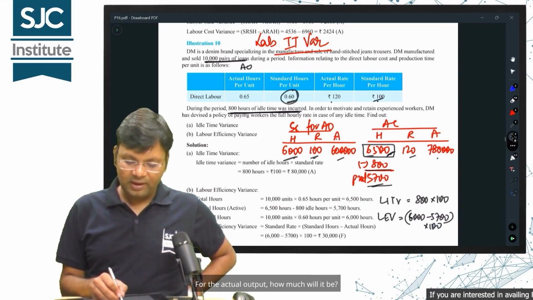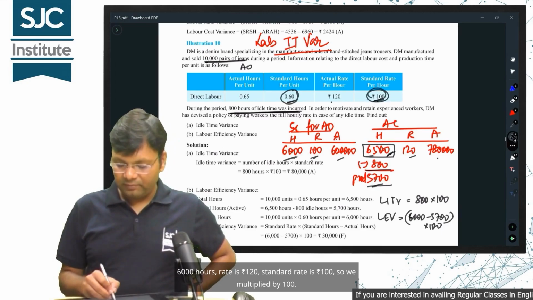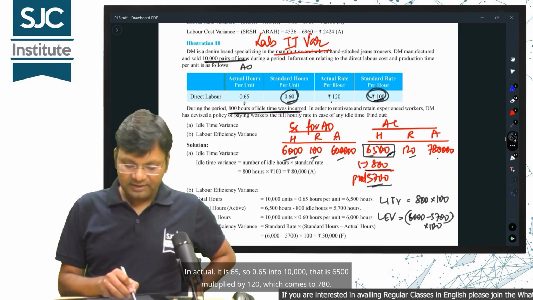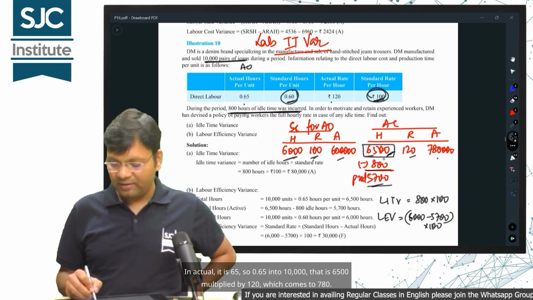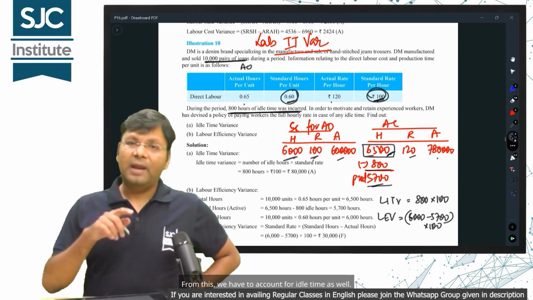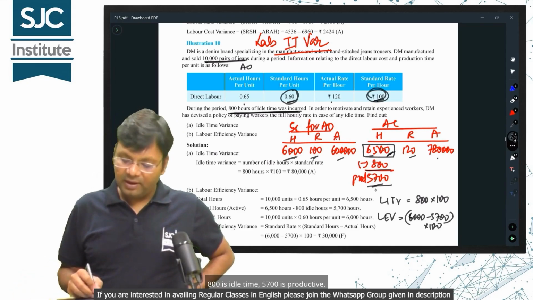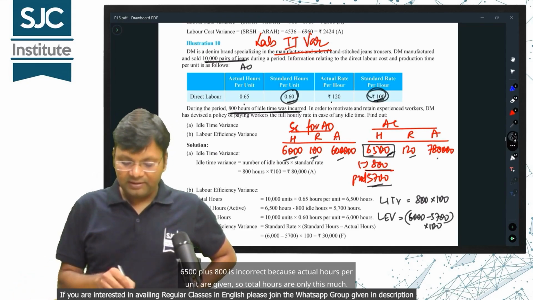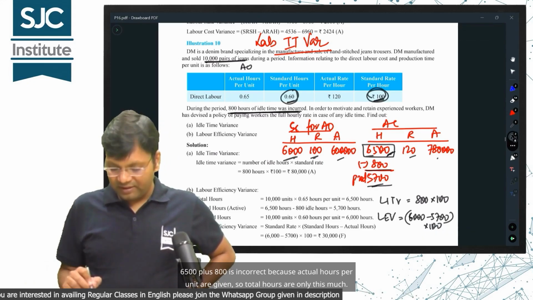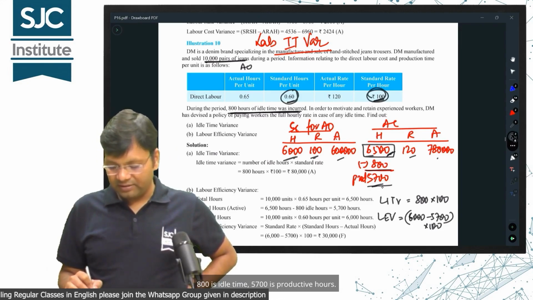6,000 hours, rate is 120 rupees, standard rate is 100 rupees, so we multiply by 100. In actual, it is 0.65 into 10,000, that is 6,500 multiplied by 120. From this, we have to account for idle time as well. 800 is idle time, 5,700 is productive. 6,500 plus 800 is incorrect because actual hours per unit are given, so total hours are only this much. 800 is idle time, 5,700 is productive hours.